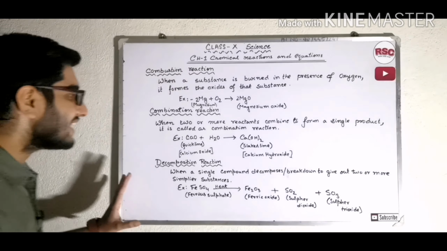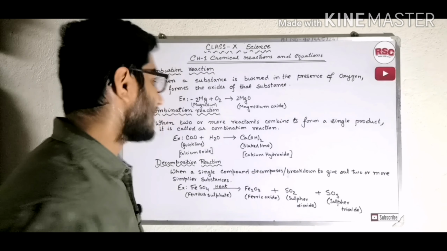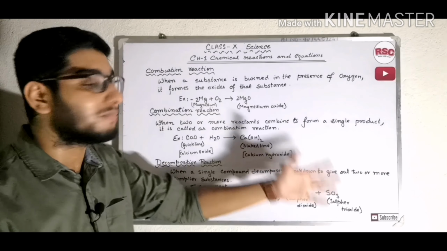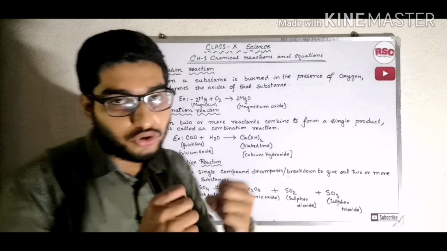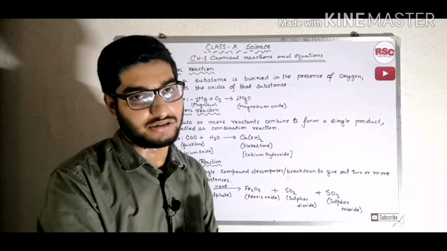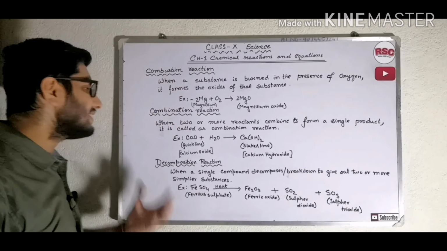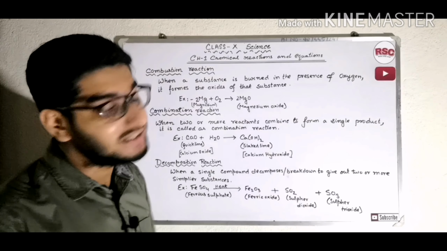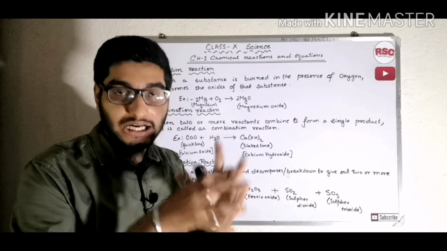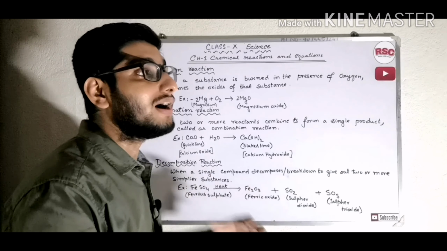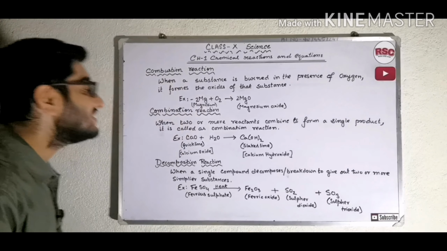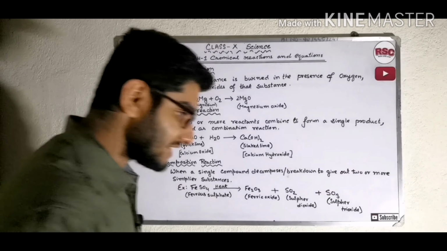Now coming to the next reaction type, that is the combination reaction. What is a combination reaction? When two or more reactants combine to form a single product. Two or more reactants are combining together and forming a single product. In that case, the reaction is called a combination reaction. I am telling you again, when two or more reactants combine with each other to form a new substance or a single substance, then that type of reaction is called a combination reaction.